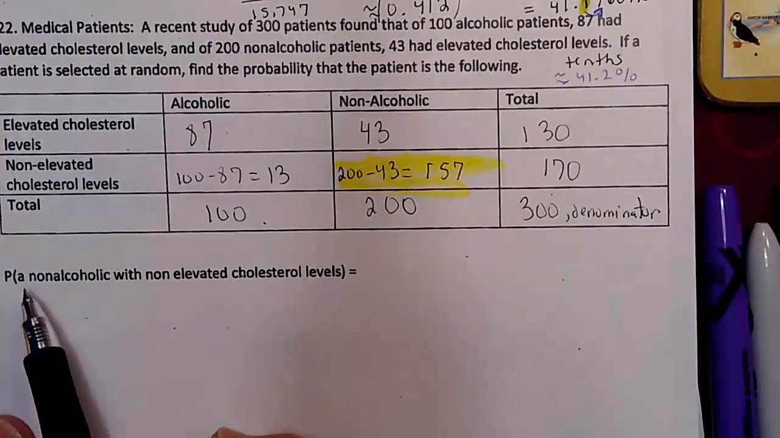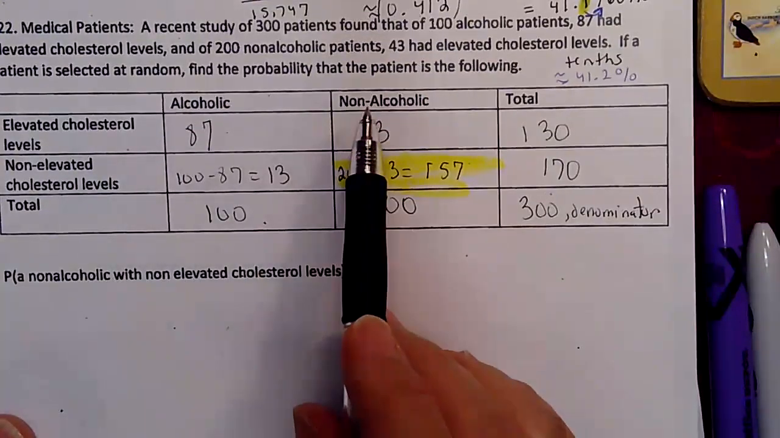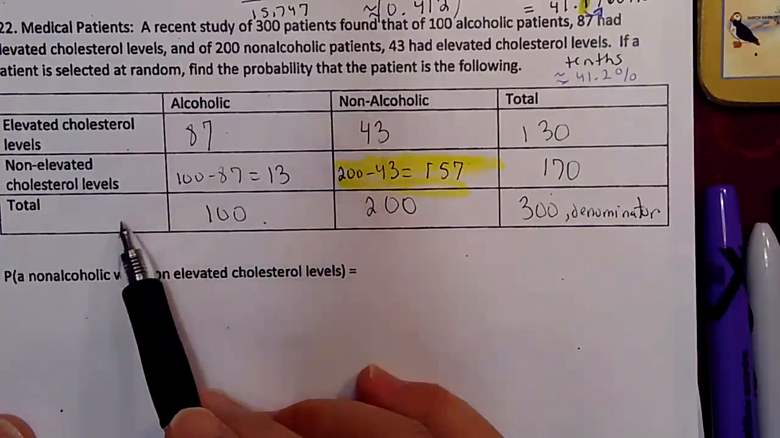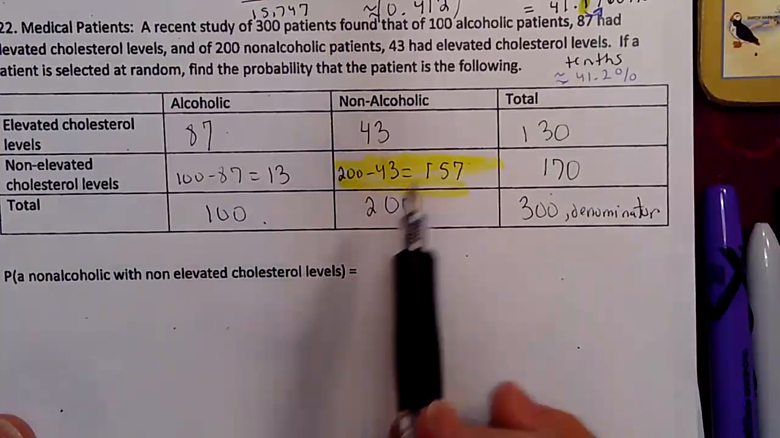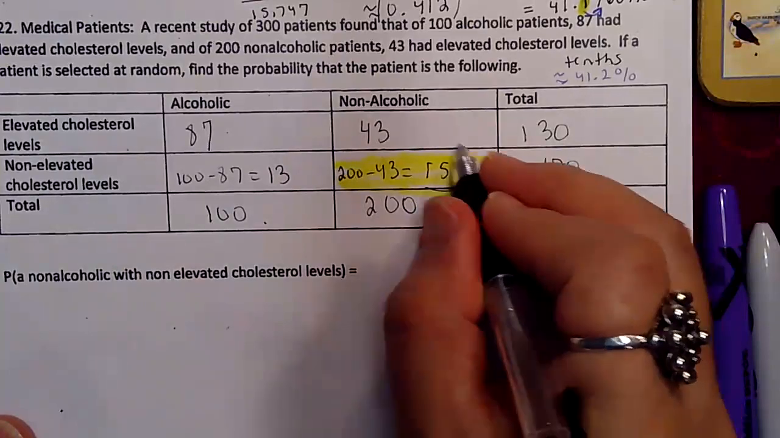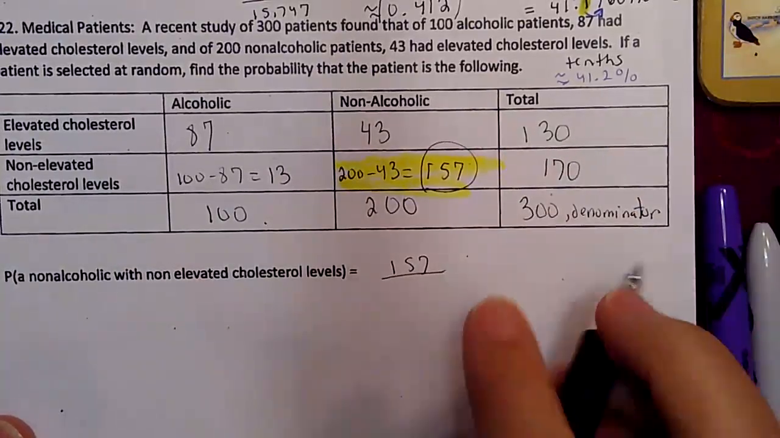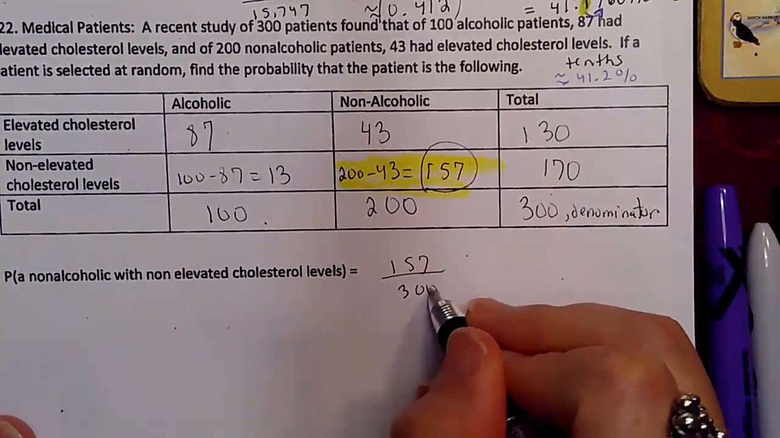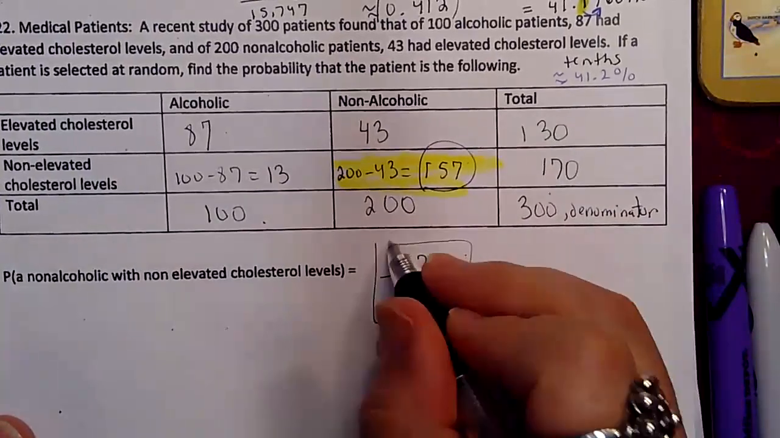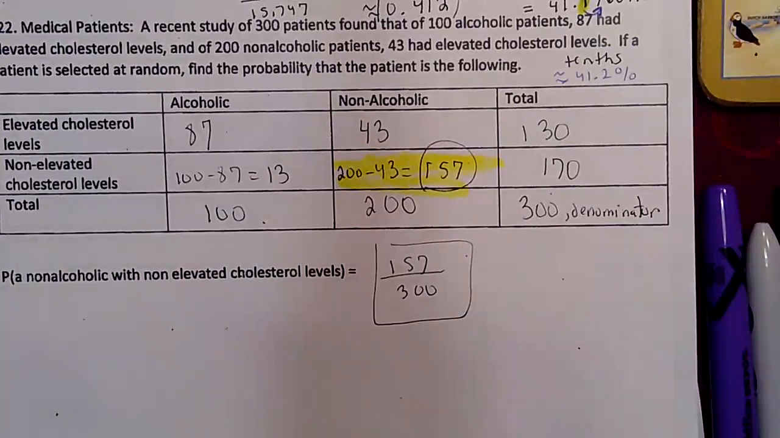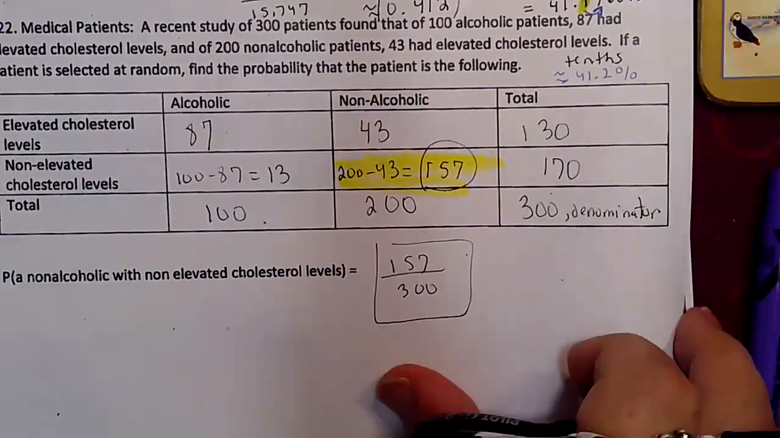And then going back to our probability that we have non-alcoholic with non-elevated levels, we're looking at this right here. 157 over the total, which is 300. And I believe that cannot be reduced again. Okay, I think that cannot be reduced. Okay, last page.